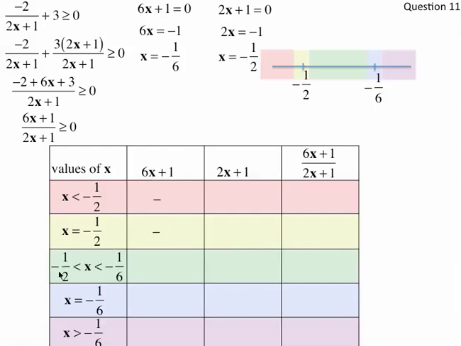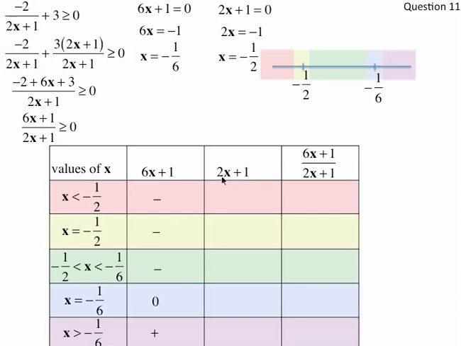When x is somewhere between negative 1/2 and negative 1/6, let's say negative 1/3, which is easier: 6 times negative 1/3 is negative 2, plus 1 is negative 1, still negative. When x is equal to negative 1/6, 6 times negative 1/6 is negative 1, plus 1 is 0. So it's equal to 0. When x is greater than negative 1/6, for example 0, 6 times 0 is 0, plus 1 is 1, which is positive.